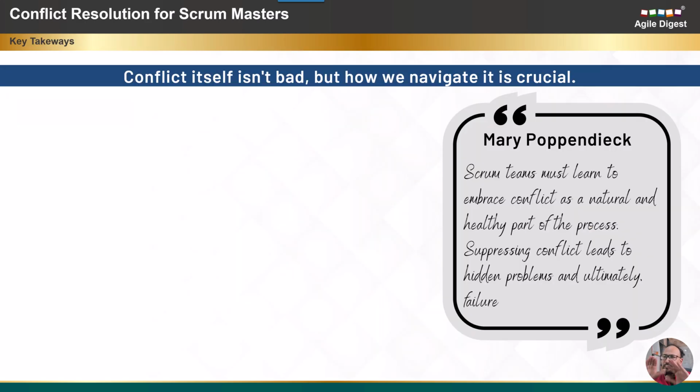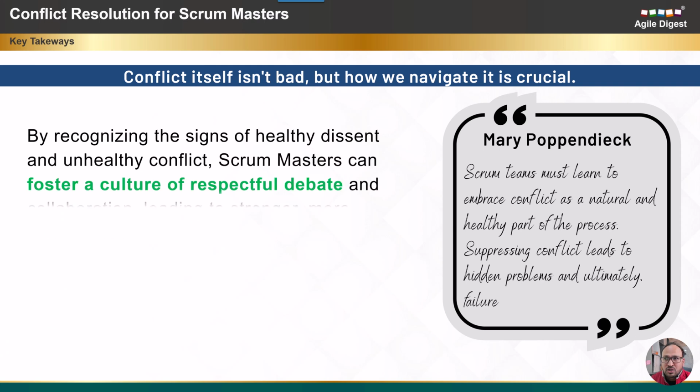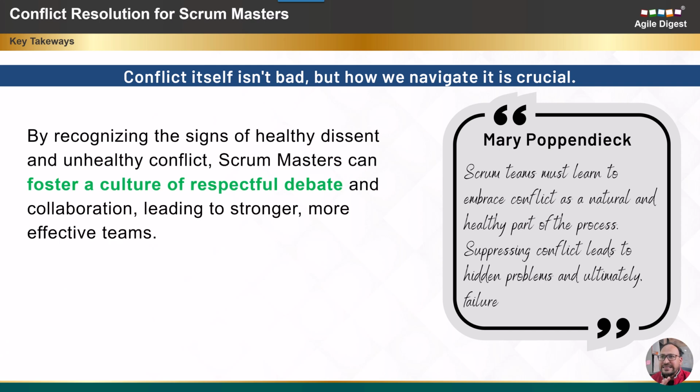The key takeaway from this section is that conflict itself isn't bad, but how we navigate it is crucial. Mary Poppendieck mentions that Scrum teams must learn to embrace conflict as a natural and healthy part of the process. Suppressing conflict leads to hidden problems and ultimately failure. So by recognizing the signs of healthy dissent and unhealthy conflict, a Scrum Master can foster a culture of respectful debate and collaboration, leading to stronger, more effective teams.